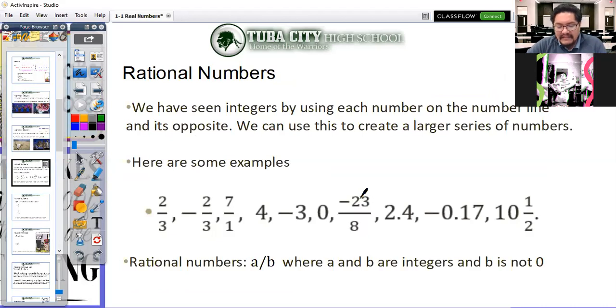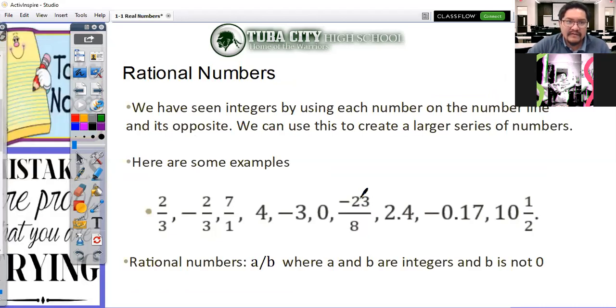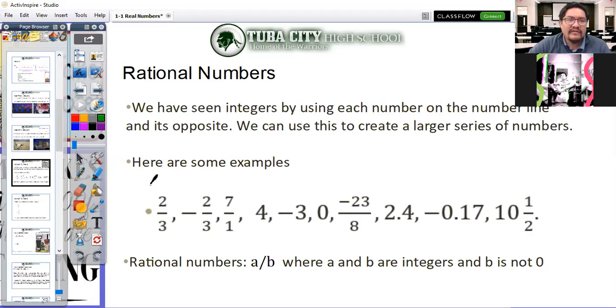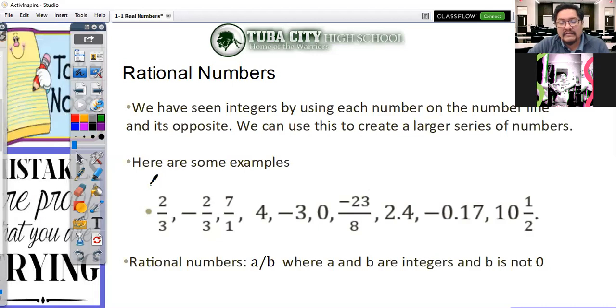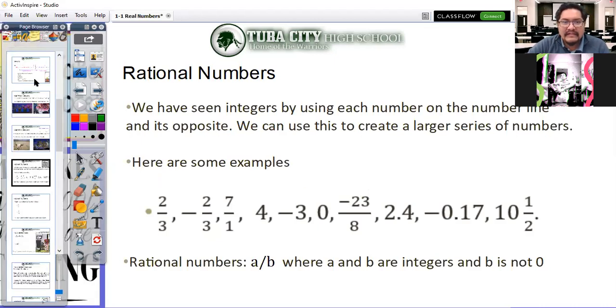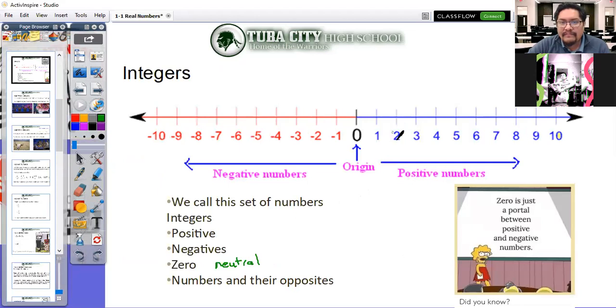The next type of number, so we covered natural numbers, whole numbers, integers. Now we're moving on to the fourth category of numbers, and this is rational numbers. So numbers on the number line, and its opposite, those are positives and negatives. But we're going to use these exact numbers to create another series of numbers. So take any two numbers from that number line. Like I can take 2 and divide it by 3.